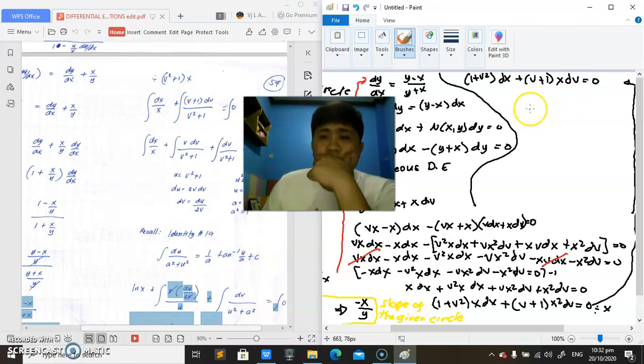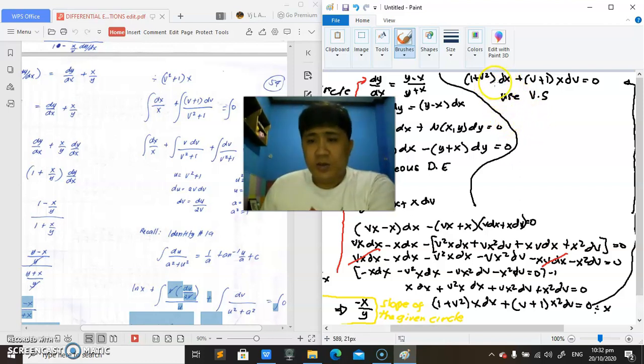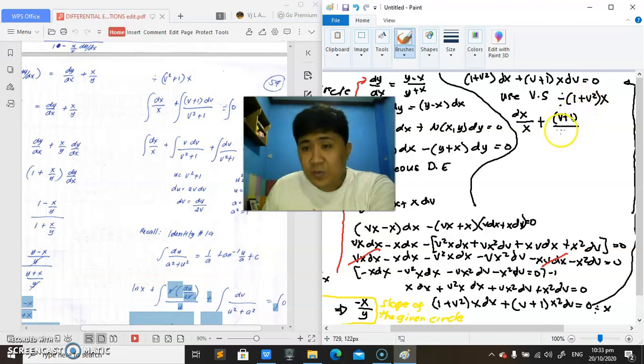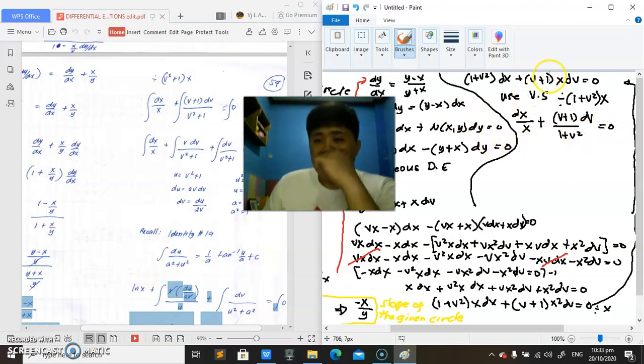From here we could now use variable separable. We need to eliminate this because we have dx, so we divide by 1 plus v squared. And on this side, we have v, so we need to eliminate the x, so divide by x also. This gives just dx over x remaining, plus, the x will be cancelled, what remains is v plus 1 over 1 plus v squared dv equals 0. The v's are retained and the x is cancelled.